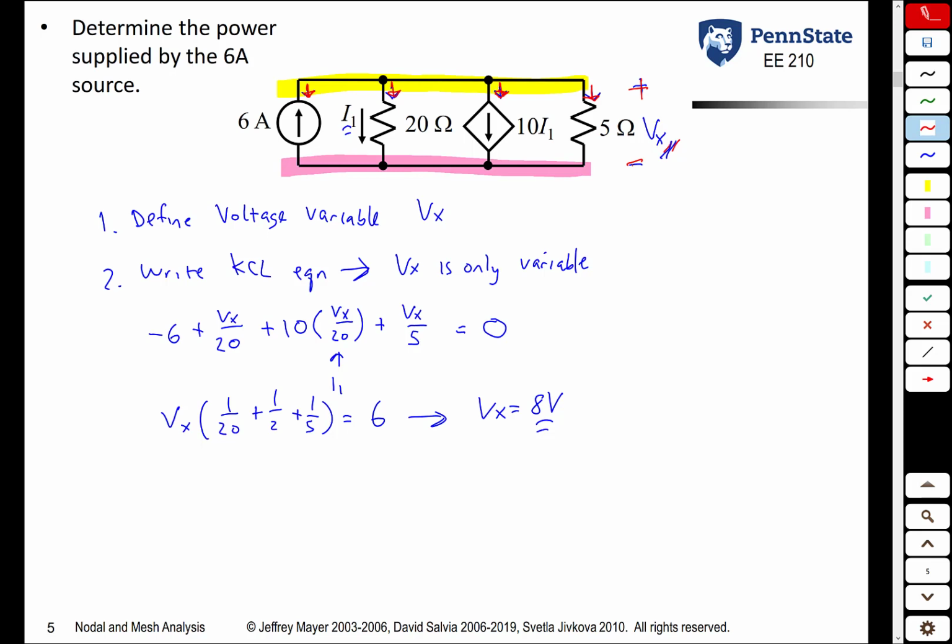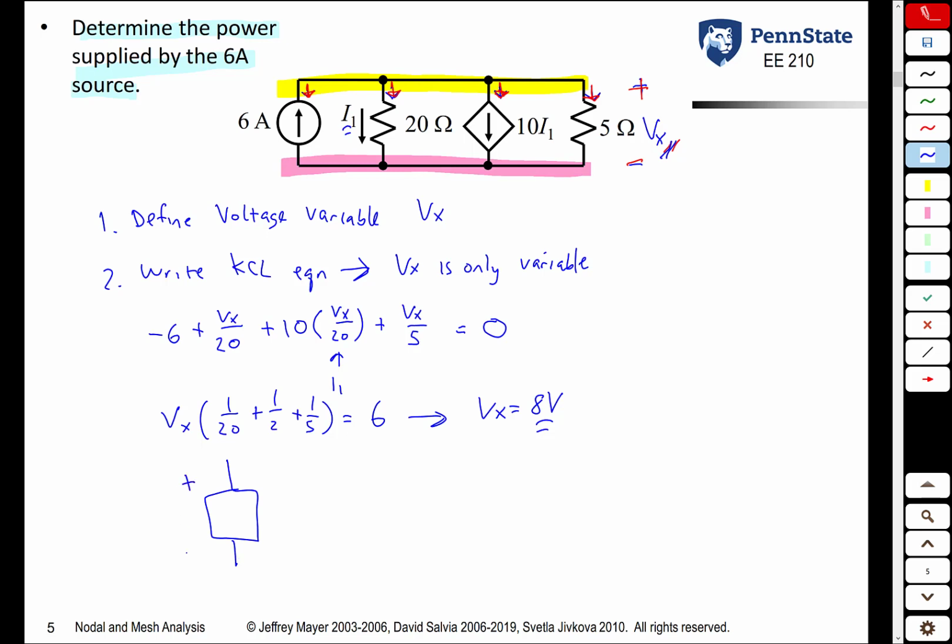So at this point, we have now solved the circuit, but we have not answered the question. The question was not find Vx, the question was determine the power supplied by the 6 amp source. But now that we know Vx, we can now find that power. So if you think about the 6 amp source, for any circuit component, if you know the voltage across it and you know the current through it, you can find its power.